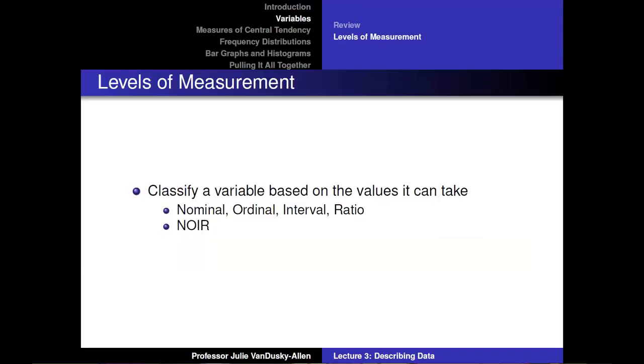In the first part of this lecture, I'm going to show you how to classify a variable based on the values the variable can take. You can classify a variable as nominal, ordinal, interval, or ratio level. Remembering the word noir is an easy way to remember these four terms, as the letters in the word noir are the first letters of these four words. Noir means black in French.